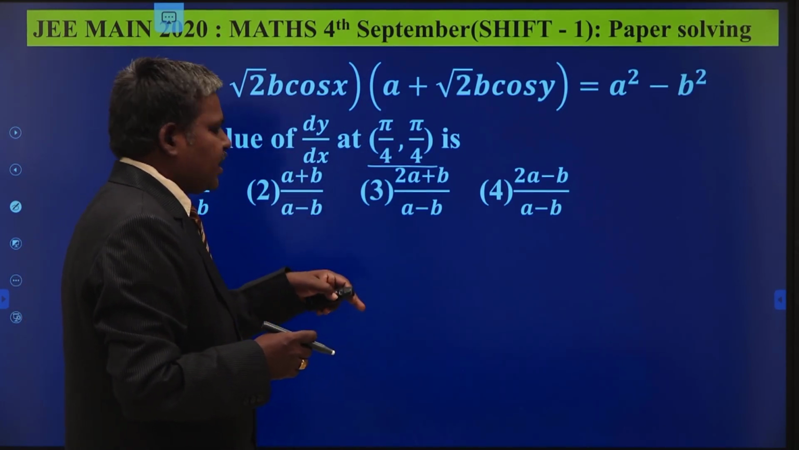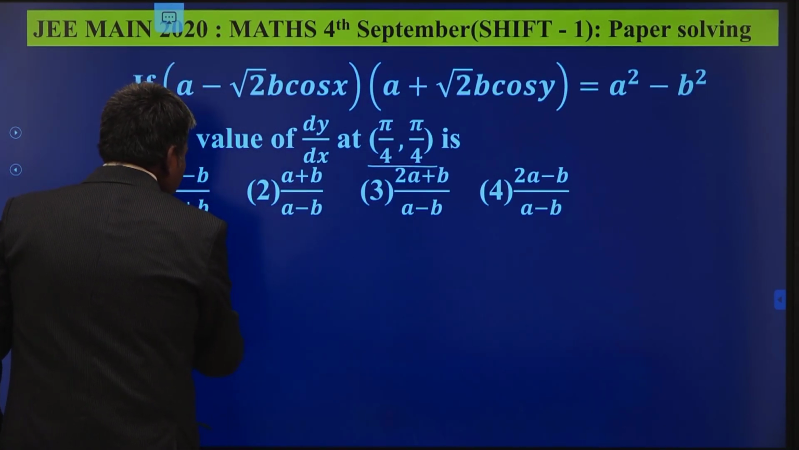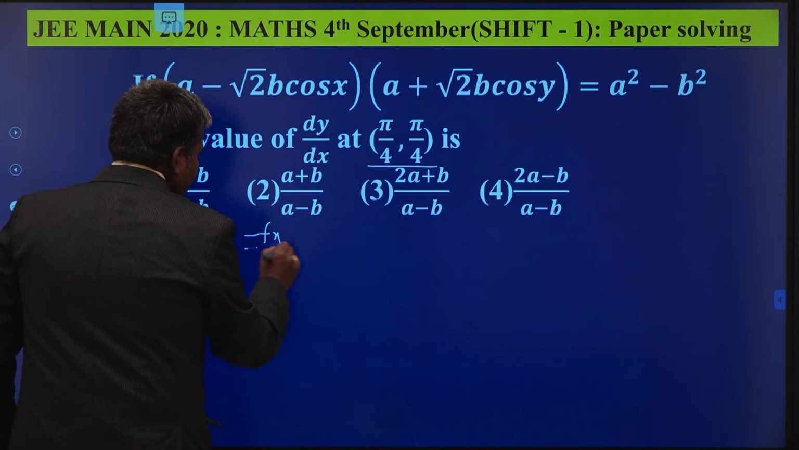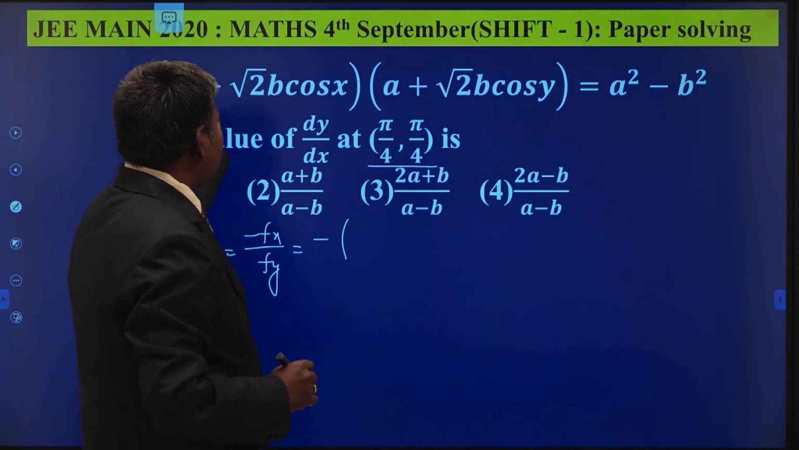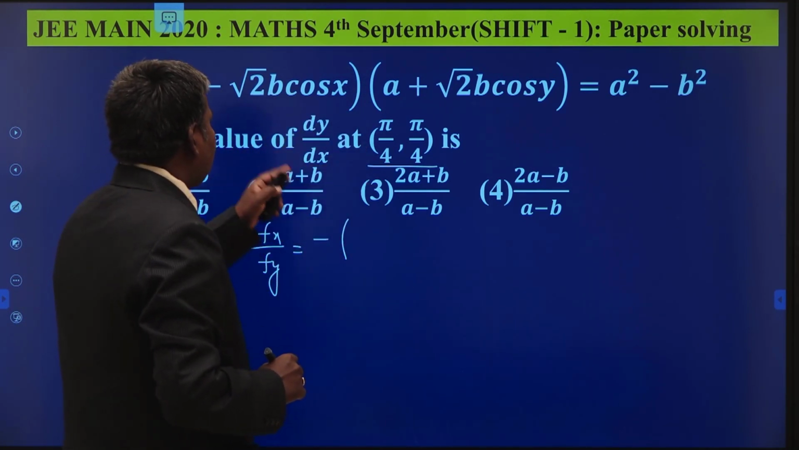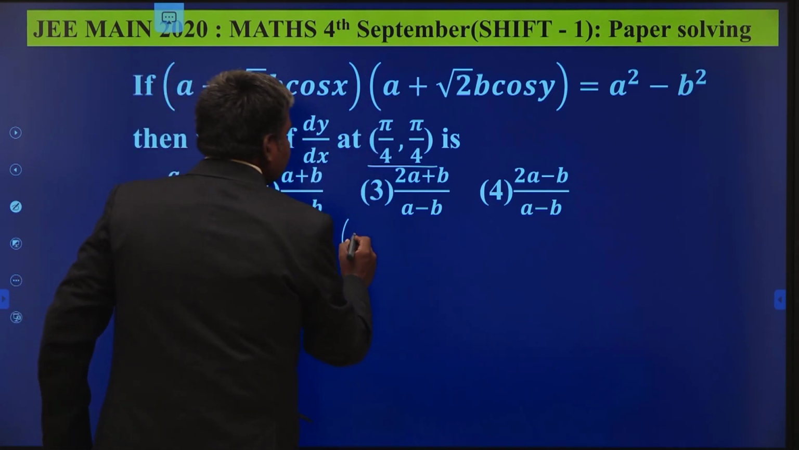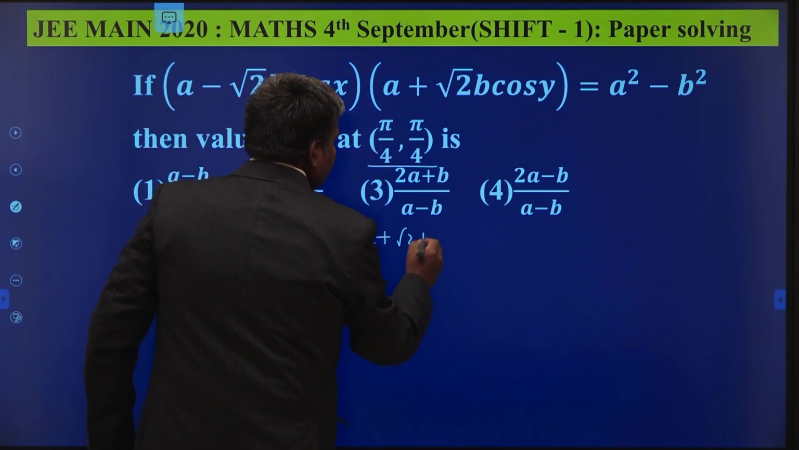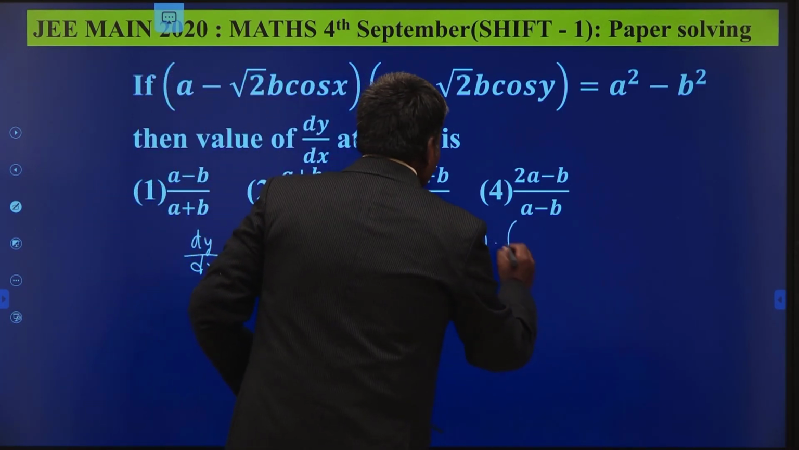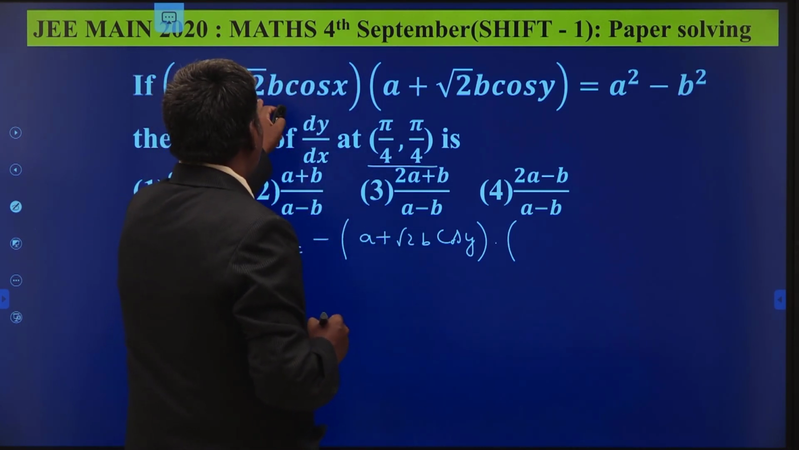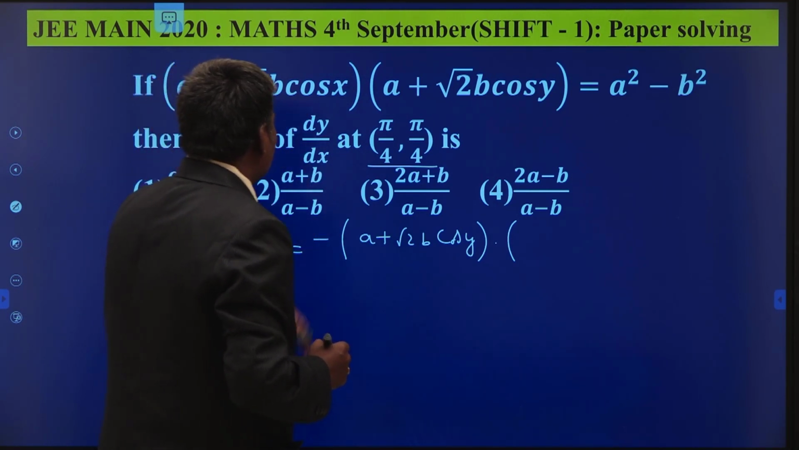Partial derivative with respect to x by partial derivative with respect to y. dy by dx is equal to minus fx by fy. Minus of fx, we mean partial derivative with respect to x. When we are doing the partial derivative with respect to x, your y term should be constant when it is in the product. Minus of (a plus root 2b cos y) into the derivative of this one. The derivative of a is 0. So the derivative of root 2b cos x: cos x derivative is minus sin x. Minus into minus gives plus root 2b sin x.